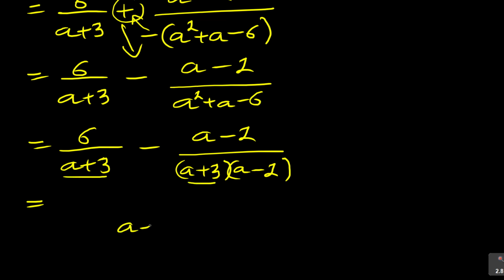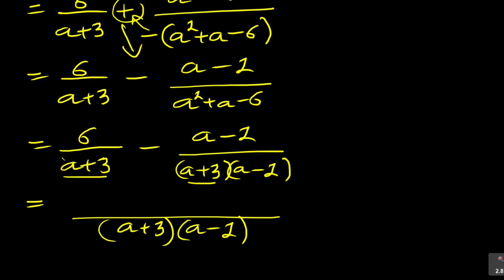So you've got a plus 3 and I've got a minus 2. Then a plus is this into that. You see a minus 2 is remaining. So I've got 6 multiplying a minus 2. And then minus, this will cancel that to remain with a minus 2. You see that? So minus bracket a minus 2.